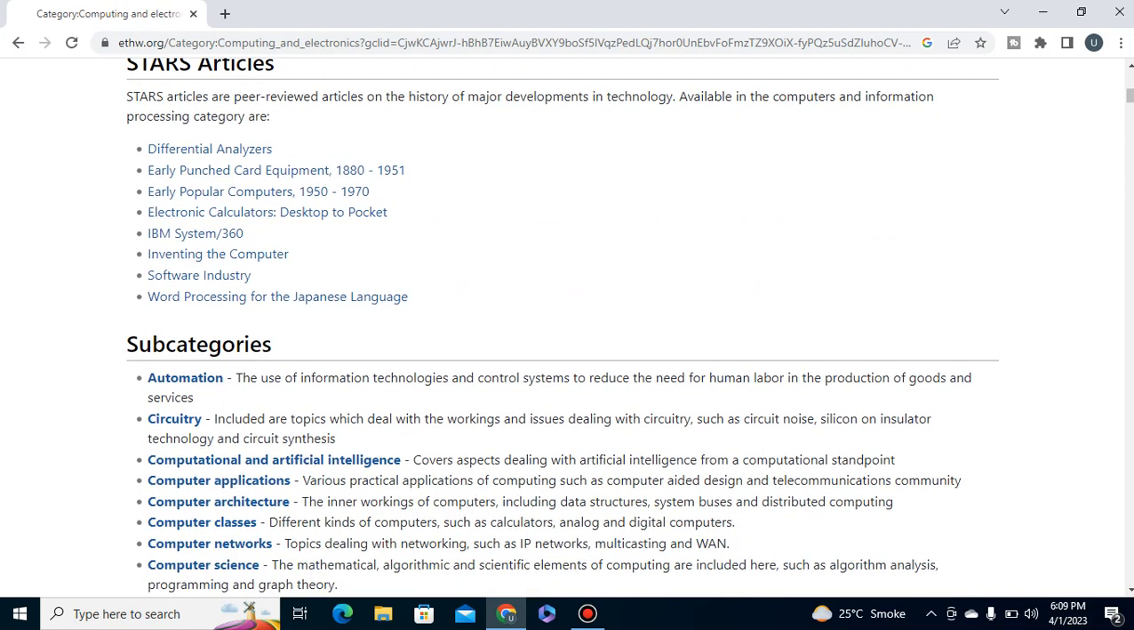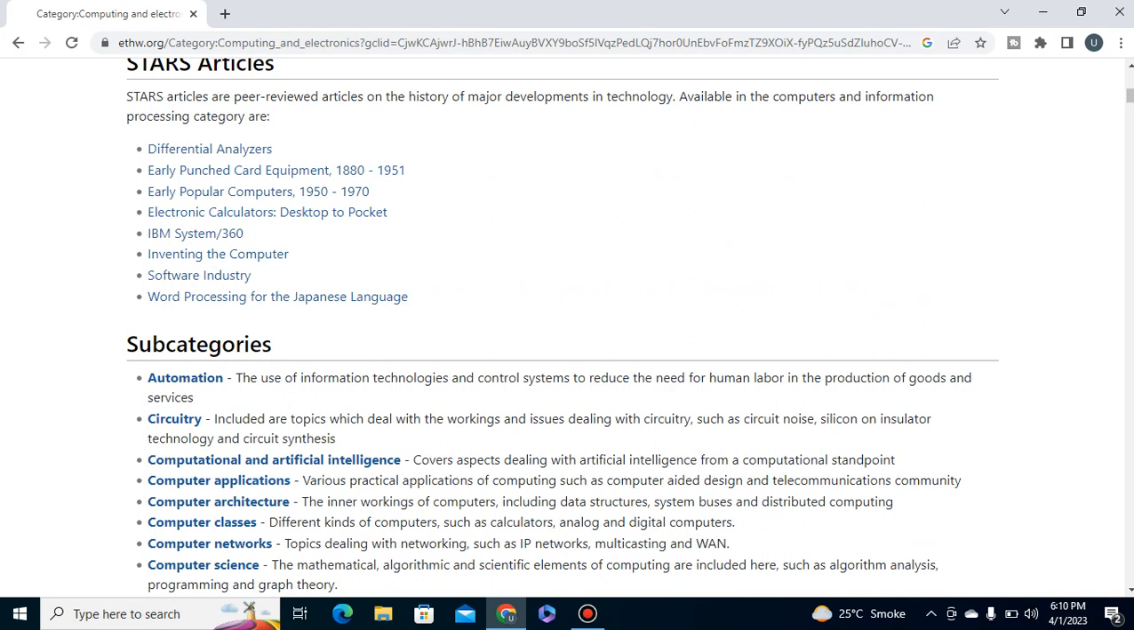Subcategories. Automation: the use of information technology and control systems to reduce the need for human labor in the production of goods and services. Circuitry: included are topics which deal with the workings and issues of circuitry, such as circuit noise, silicon on insulator technology, and circuit synthesis.